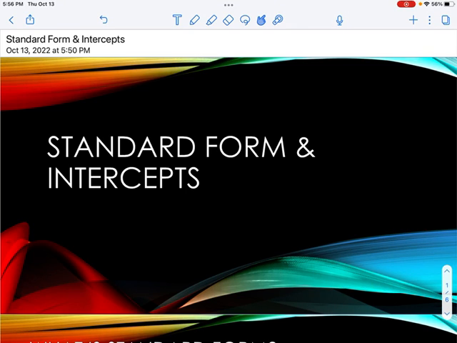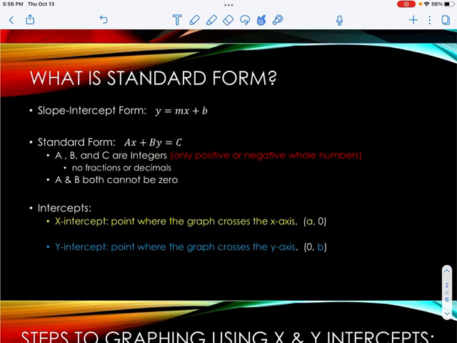All right, now we are going to be talking about what is called standard form and these things called intercepts. So remember, we have been dealing with slope-intercept form. Slope-intercept form is y equals mx plus b. Standard form is a little different. It's written differently, and it is ax plus by equals c.